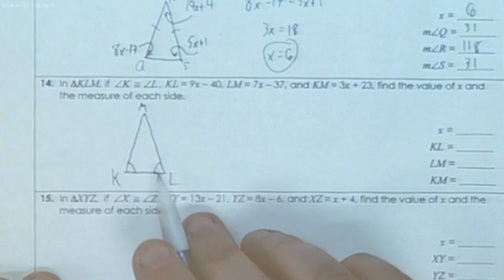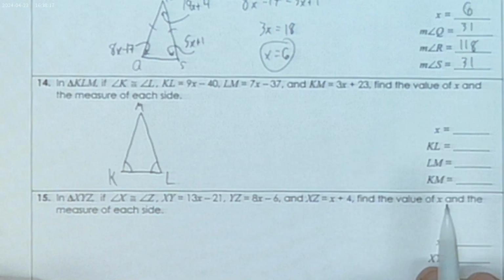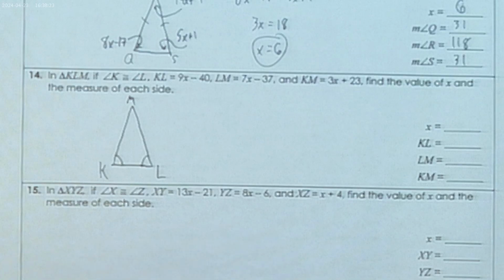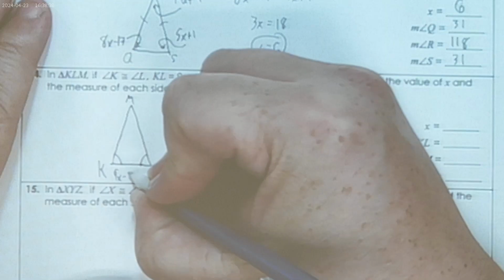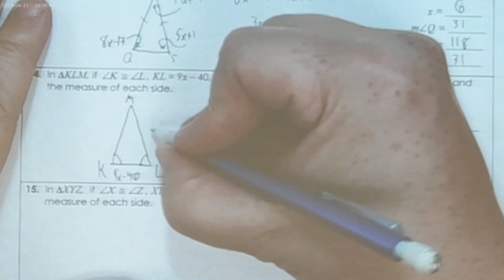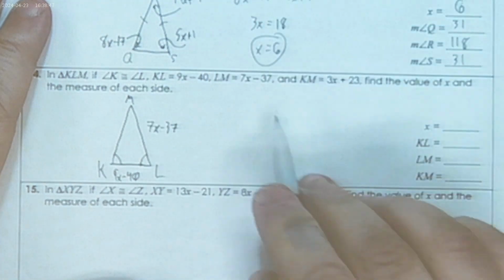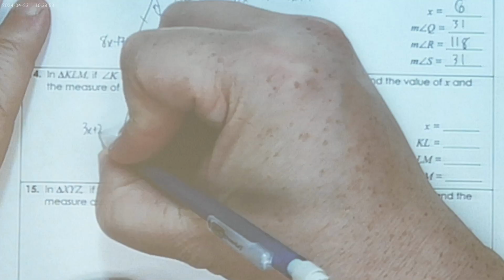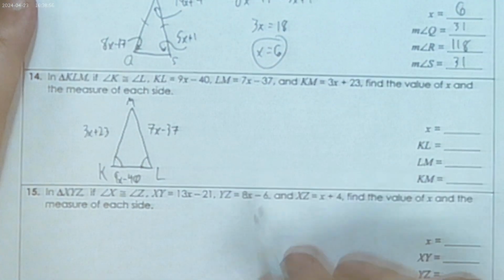I don't have to do any guesswork. I know where everything is. This is just kind of my system of doing things. It's a consistent process. That way I don't have to worry about making math errors. I don't have to worry about a process or anything like that. So let's see, KL equals 9x minus 40. LM is 7x minus 37, all right. And KM is 3x plus 23. All righty. Find the value of x and the measure of each side.